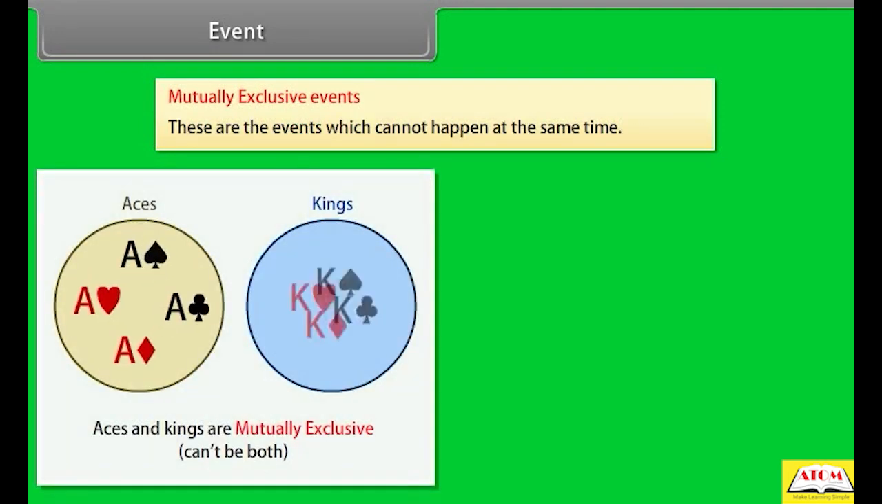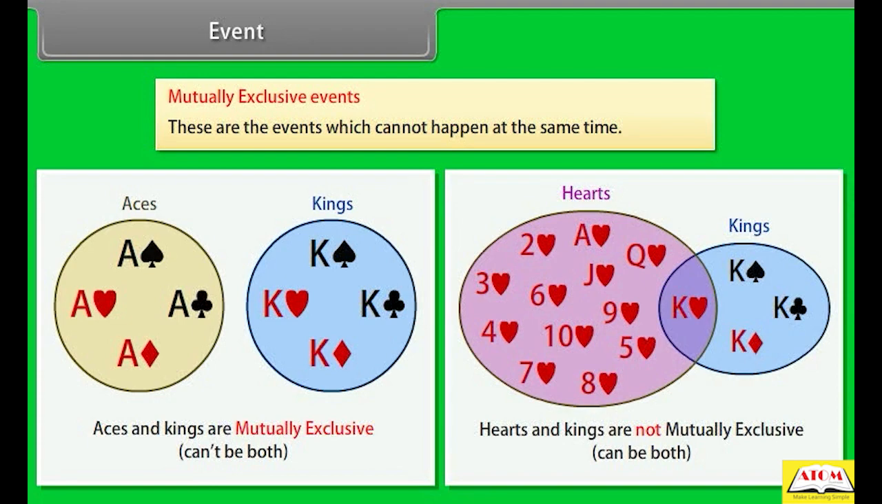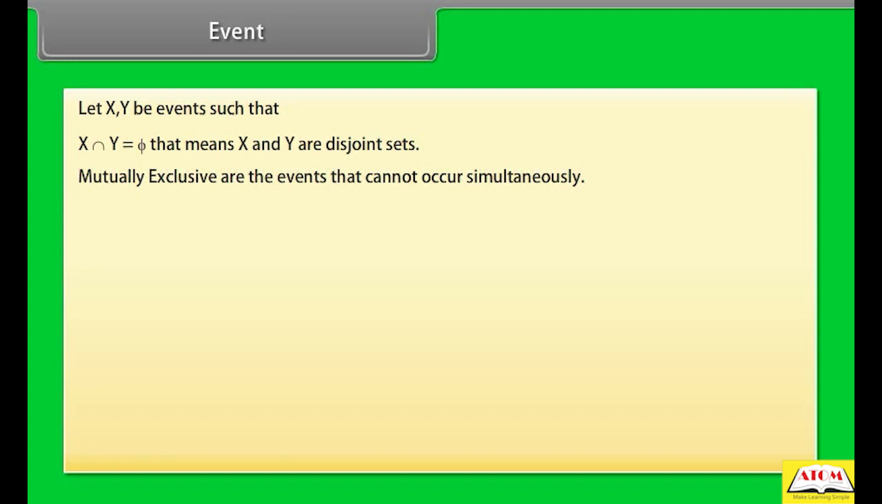Mutually exclusive events. These are the events which cannot happen at the same time. Let X, Y be events such that X intersection Y is equal to phi. That means X and Y are disjoint sets. Mutually exclusive are the events that cannot occur simultaneously. For example, turning left and turning right are mutually exclusive. You can't do both at the same time.